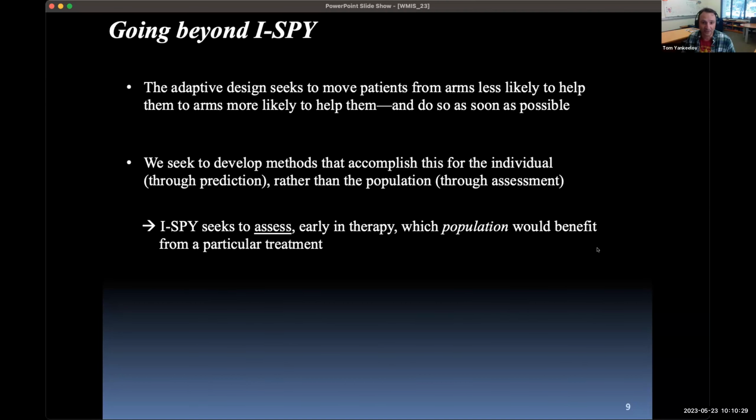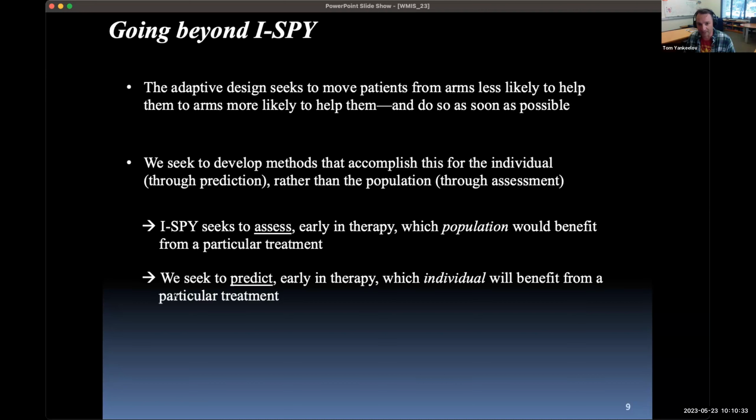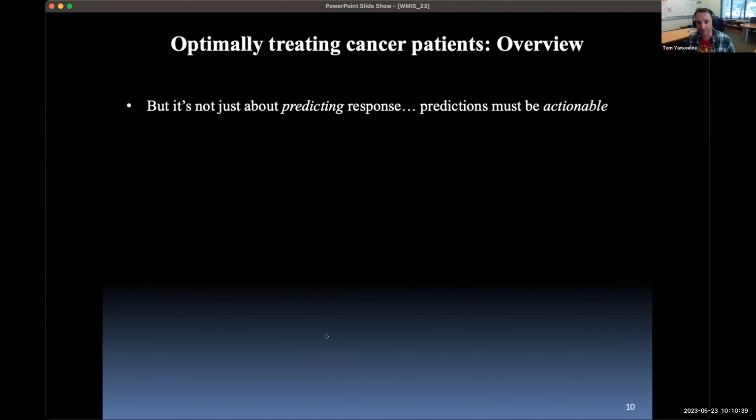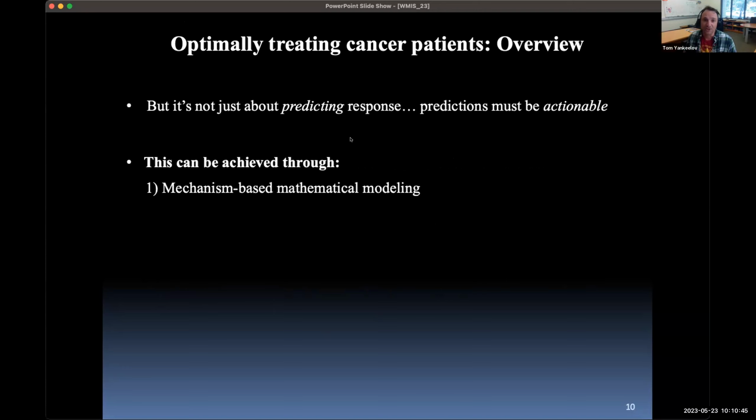So ISFI seeks to assess early in therapy which population is going to benefit from a particular intervention. So we and others are trying to predict early in therapy which individual is going to benefit from a particular treatment. But of course, it's not just about predicting a response. Your predictions have to be actionable.